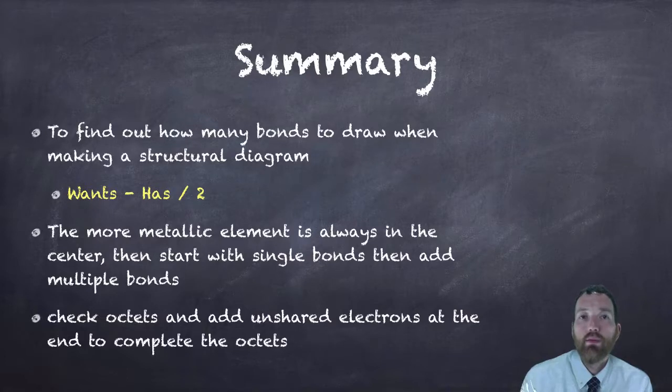This takes a little bit of practice to get good at, but as you do this, you're going to see the same structural diagrams popping up on Regents questions over and over and over, and you're going to likely memorize a lot of these things. But if you memorize anything, memorize that little formula I gave you, wants minus has divided by 2. It's not on the reference table, but if you can keep that in your head, you can figure out how many bonds to draw on any diagram, which is the first step into getting a correct answer.